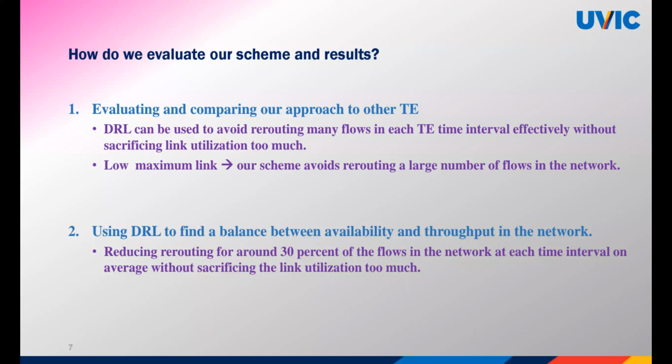And by using DRL, we want to find the balance between availability and throughput in the network. And this helps us to reduce rerouting for around 30% of the flows in the network at each time interval on average, without sacrificing the link utilization too much.